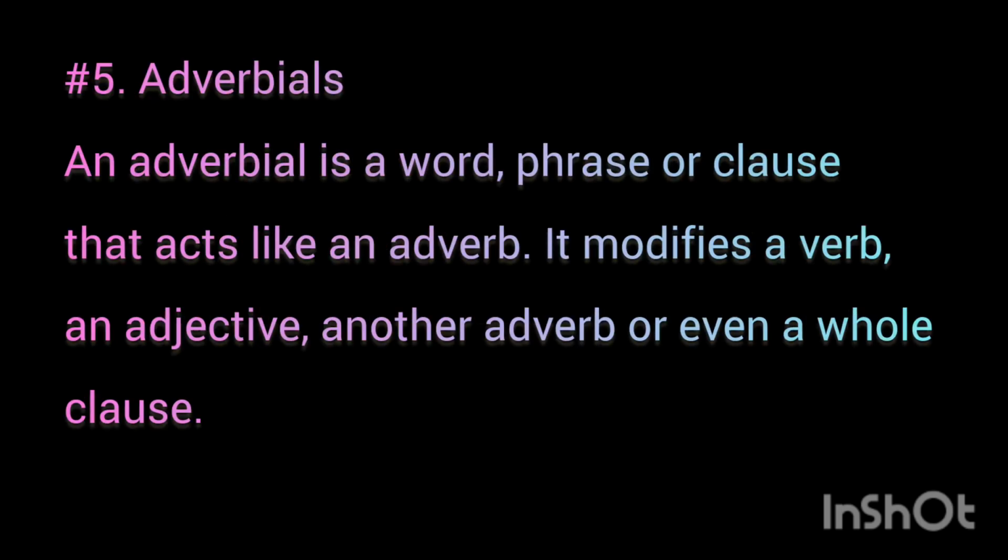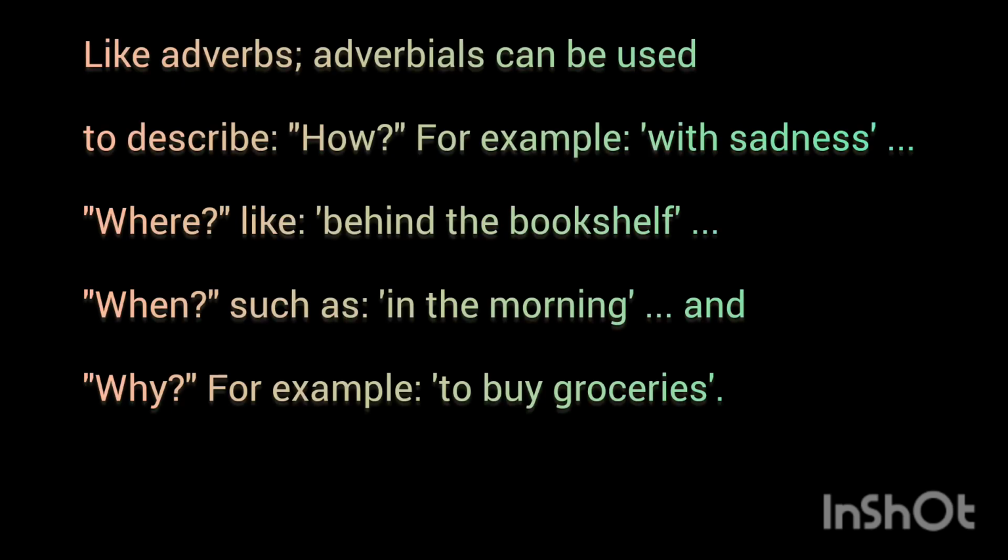Number five, adverbials. An adverbial is a word, phrase, or clause that acts like an adverb. It modifies a verb, an adjective, another adverb, or even a whole clause. Like adverbs, adverbials can be used to describe how, for example, with sadness, where, like behind the bookshelf, when, such as in the morning, and why, for example, to buy groceries.